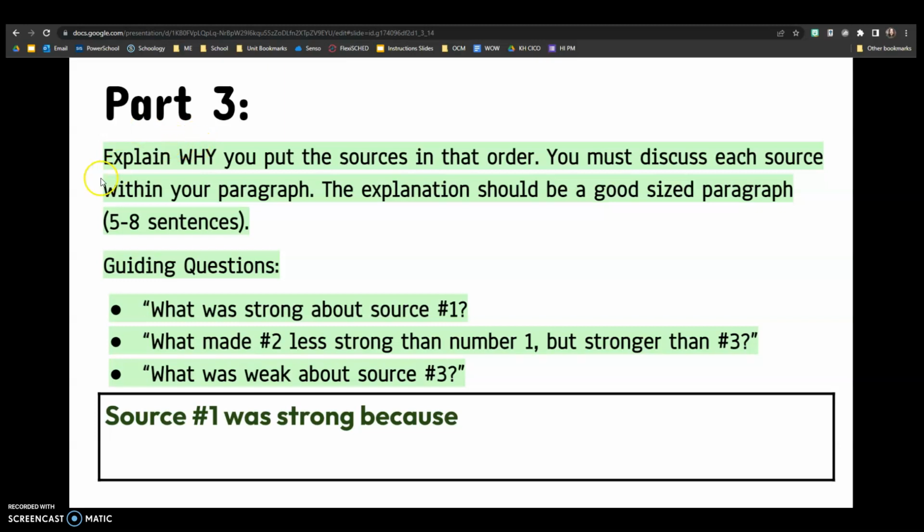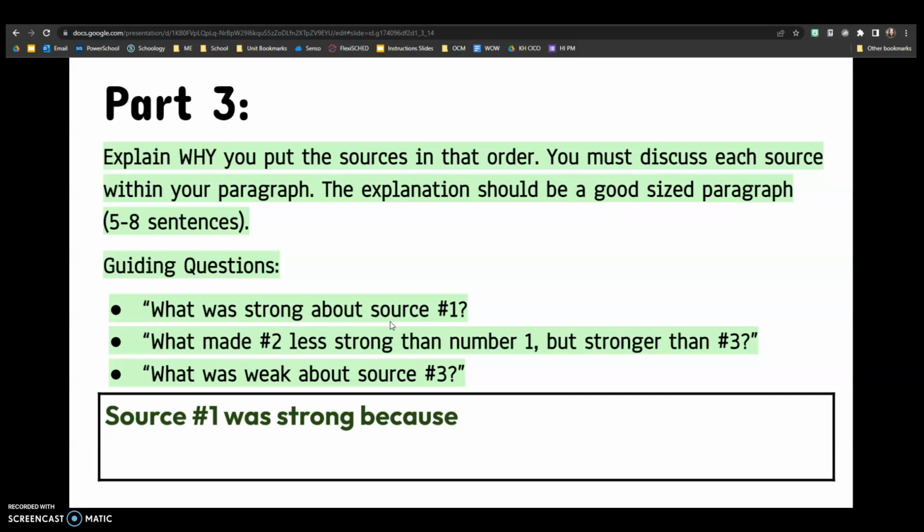Okay, part 3, explain why you put the sources in that order. You must discuss each source within your paragraph. The explanation should be a good-sized paragraph, around 5 to 8 sentences. And here are some questions that might help you along the way. I went ahead and wrote a sentence starter in for you that says, source number 1 was strong because. That's the very first thing I want you to talk about, why you ranked that first source at number 1.